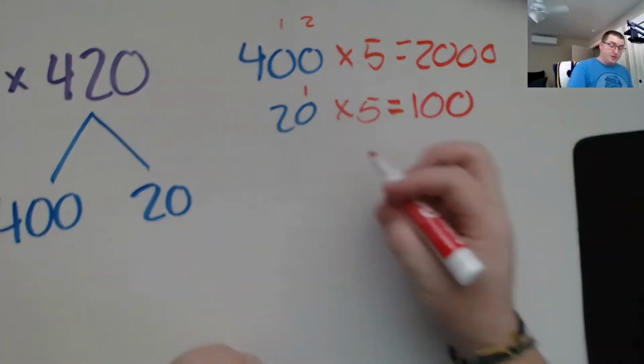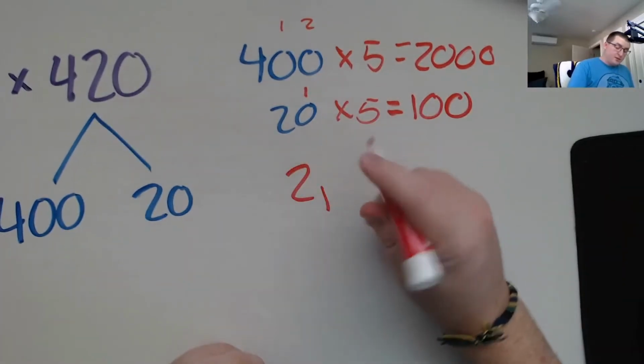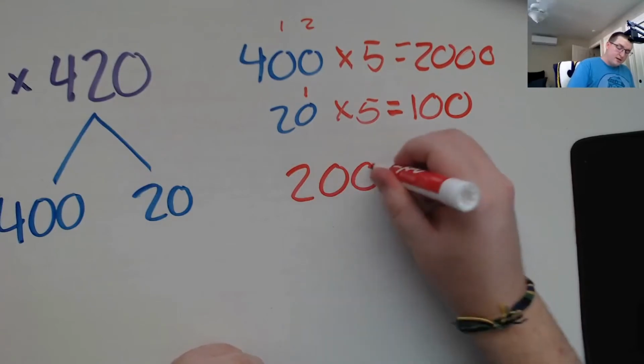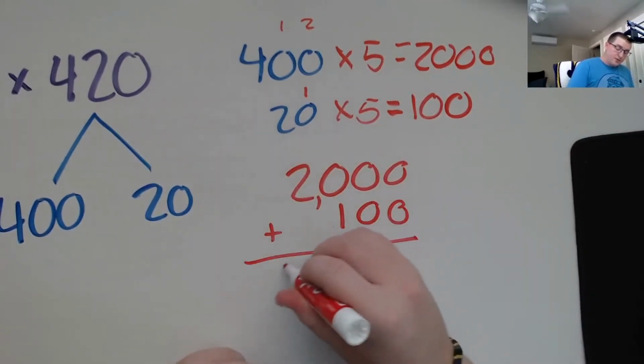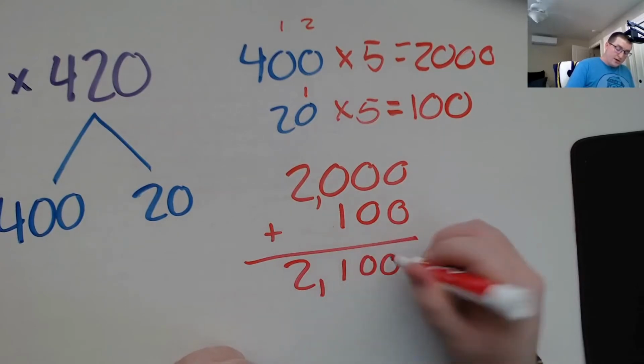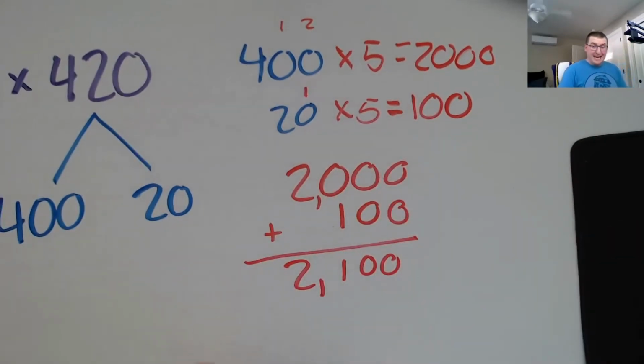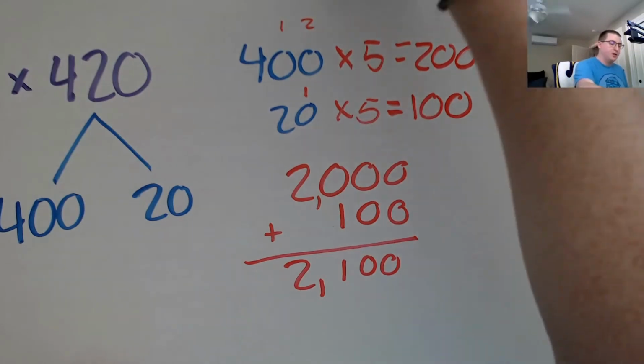So now we have the two numbers. We have 2,000, oops, let's do it right. 2,000 plus 100 equals 2,100. So that's the answer, but again, we're going to go ahead and double check our work.